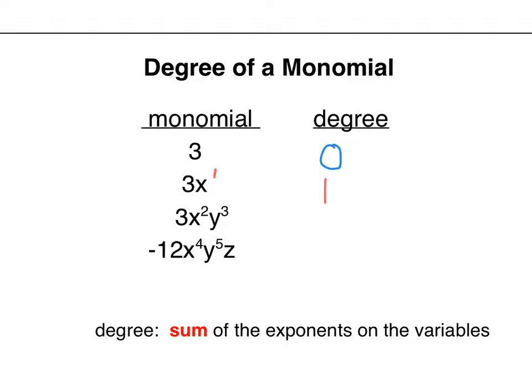3x squared y cubed. Now notice it says the degree is the sum of the exponents on the variables. So if you look here, we have an exponent of 2 and another one of 3. Well, 2 plus 3 is 5. So that monomial will have a degree of 5. And then to finish, the negative 12 x to the 4th y to the 5th z. Well, that z has an invisible exponent of 1. So I have exponents of 4, 5, and 1. 4 plus 5 plus 1 is 9. So that monomial has a degree of 9.